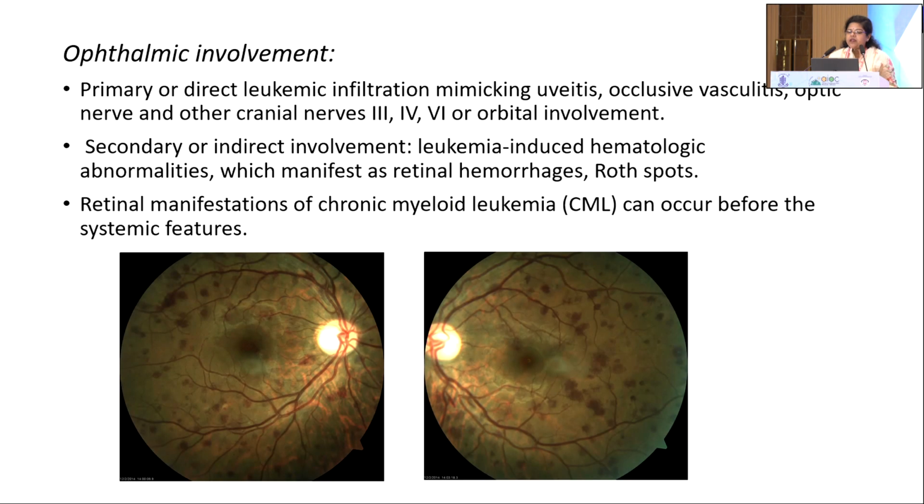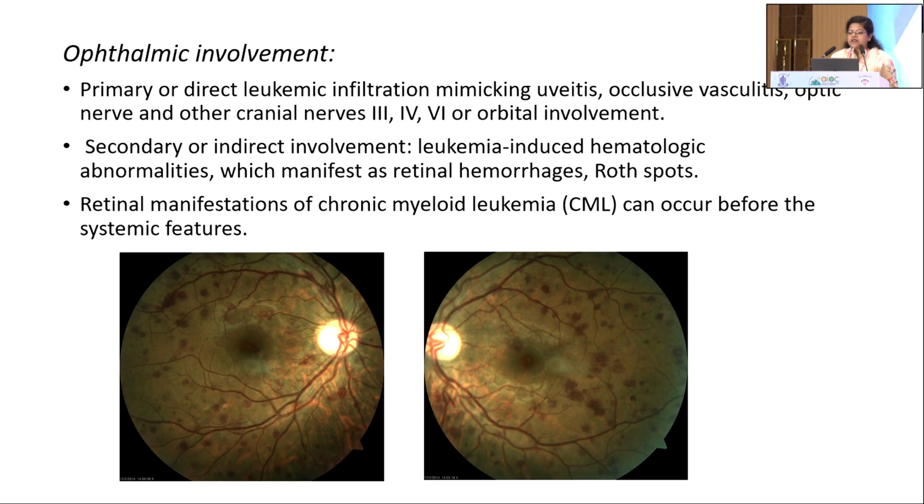And ophthalmic involvement: one is primary direct infiltration, which can mimic uveitis, like vitritis, choroiditis, retinitis, occlusive vasculitis, optic nerve infiltration, and also infiltration of other cranial nerves as well as the orbit. And there is a secondary indirect effect which manifests due to hematological abnormalities, including anemia, and that manifests as hemorrhages and Roth spots.